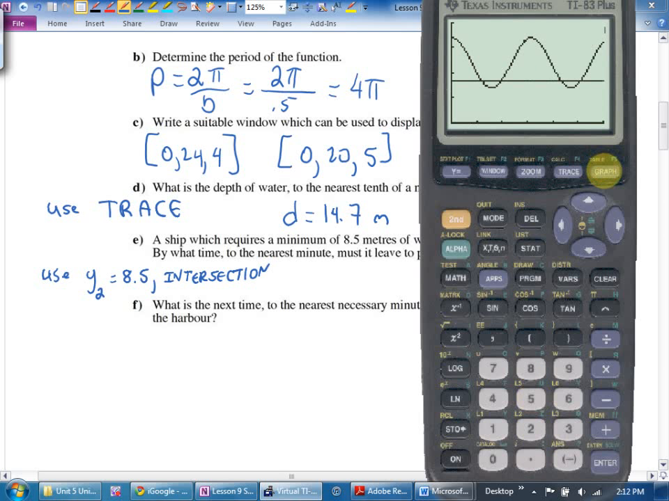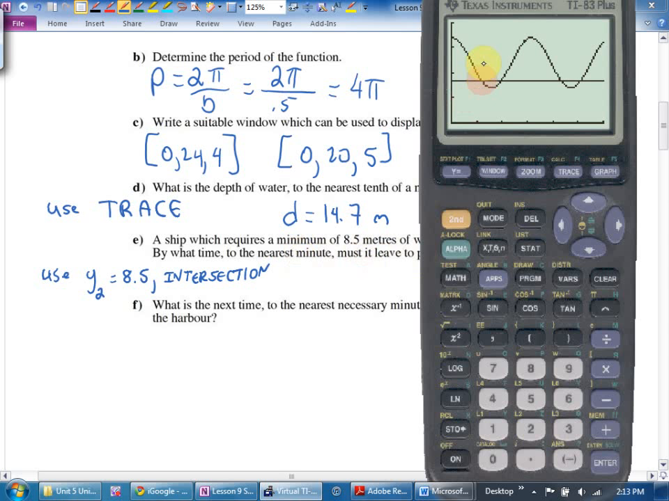Because if you hit graph now, this is a nice visual picture here. Madeline, here's what it's saying. The ship is fine, fine, fine. If it's in the harbor at this time, it's going to hit the bottom. Fine, fine, fine, fine. Oop, bottoming out. And this question says, by what time to the nearest minute must it leave? I think it wants this first value here.